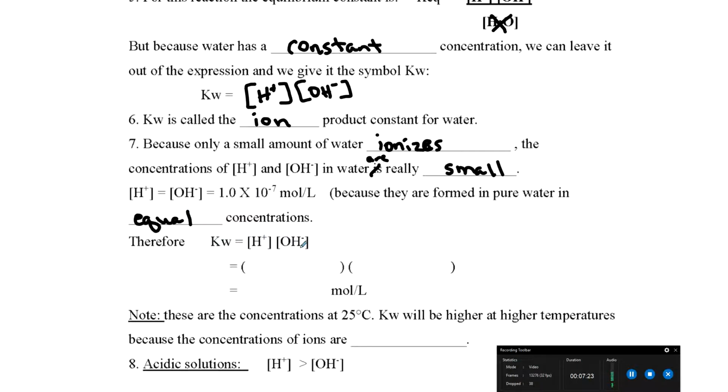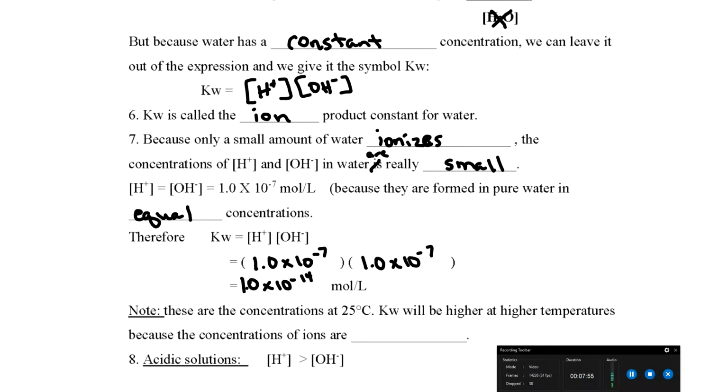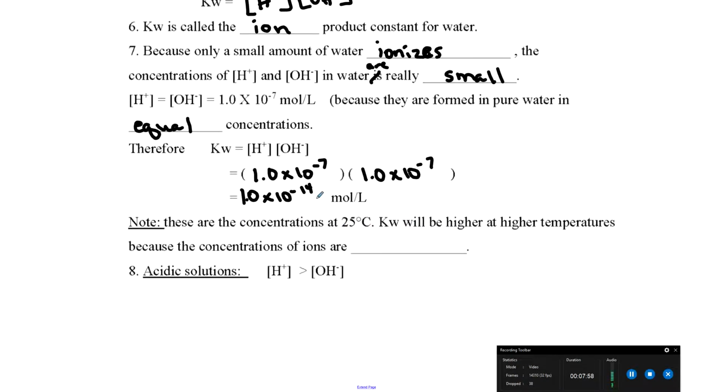So if this is our KW expression, and we plug those concentrations in for each of those two ions, what we calculate is a value for KW. The value is 1 × 10⁻¹⁴ when you multiply these two together. This is the value for KW as long as your temperature is 25 degrees Celsius. If the temperature changes, the KW will change.